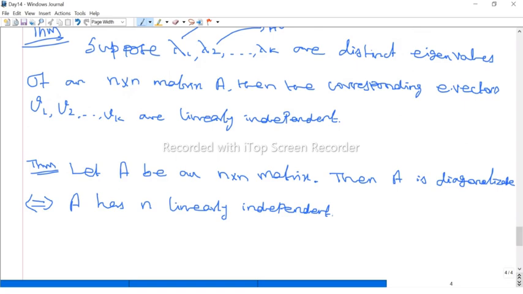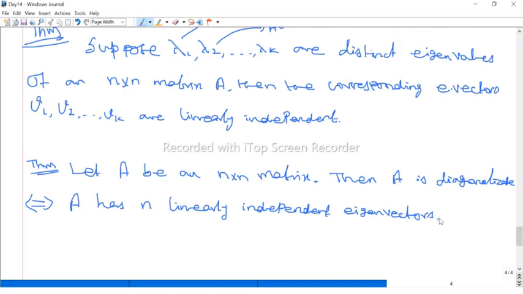Not eigenvalues, eigenvectors. Eigenvalues are just scalars, so we cannot talk about linear independence there. We can talk about linear independence only for vectors. Therefore, if A has n linearly independent eigenvectors, then we say A is diagonalizable. So one of the important characteristics for diagonalizable: if a matrix is diagonalizable, the matrix has n linearly independent eigenvectors.